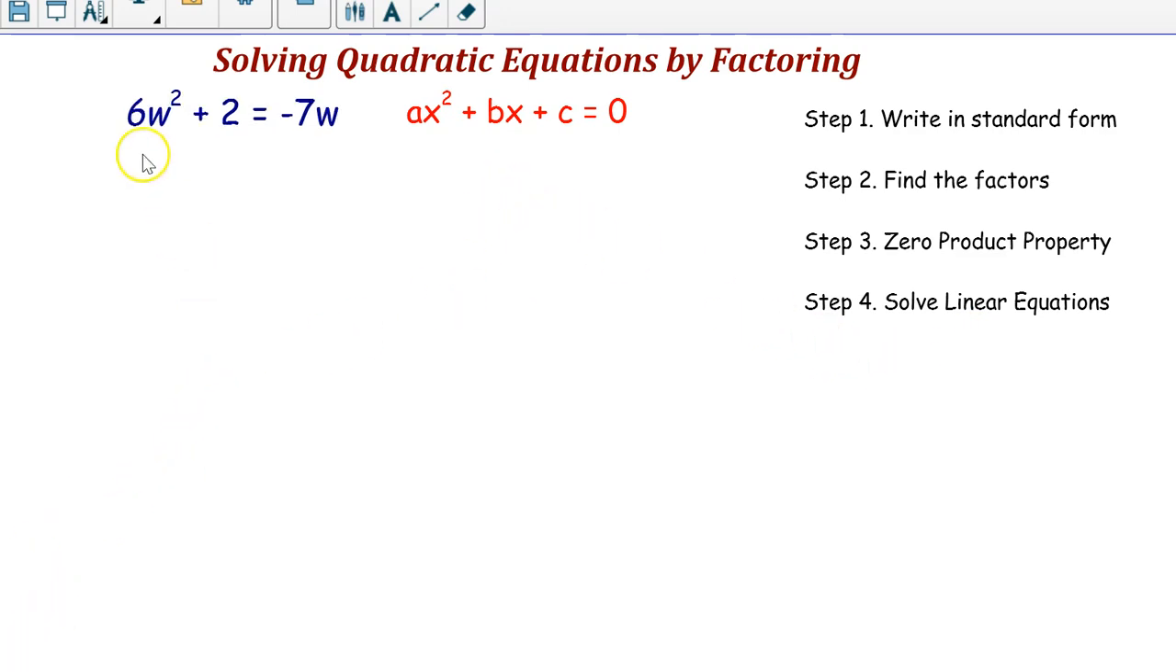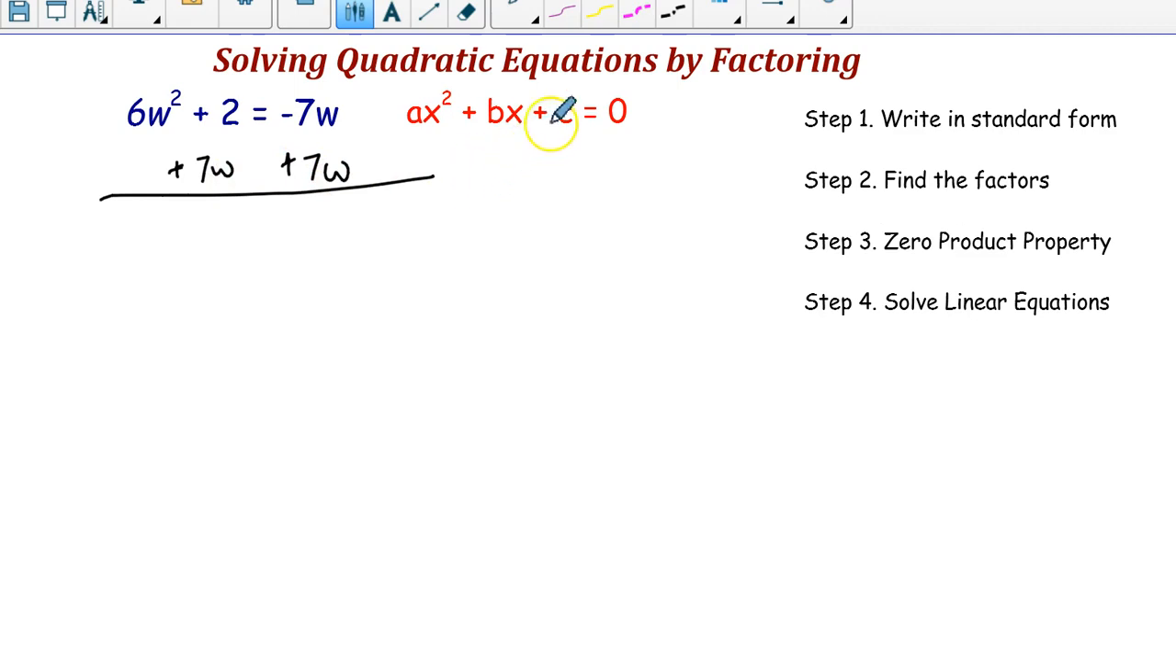Okay, let's go. So to write this in standard form, I have to take away negative 7w, right? So how can I get rid of this negative 7w from the right hand side? Just by adding 7w, right? I'll add 7w on the right hand side. So if I add it on the right hand side, I have to add the same term on the left hand side also. So you added 7w on both sides. If you want, you can note it down here. Add 7w on both sides.